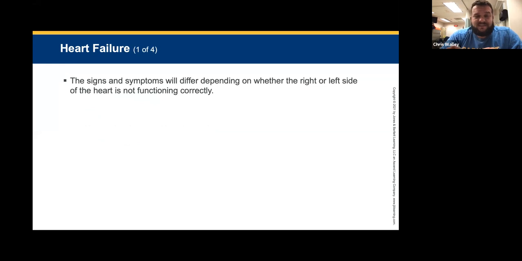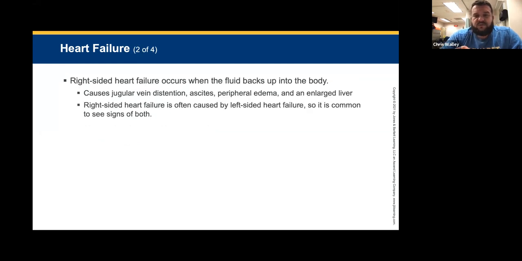Heart failure. The signs and symptoms will differ depending on the extent to which the right and or left side of the heart is not functioning correctly. So let's talk about right-sided heart failure. Right-sided occurs when the fluid backs up into the body. You will see jugular vein distension, ascites, and peripheral edema. So you start to see the swelling. And an enlarged liver may be present. We're not going to see that one, which is determined by palpation. We're going to feel it. We're going to feel for that, the quadrants, the upper and lower right and left quadrants.